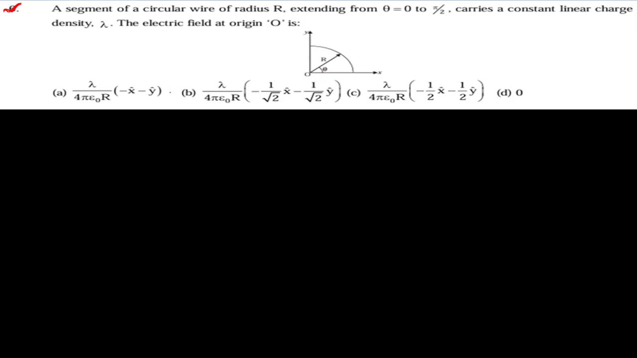What will be the correct answer? You can simply say the correct answer will be option A. Option A will be the correct answer. Okay.